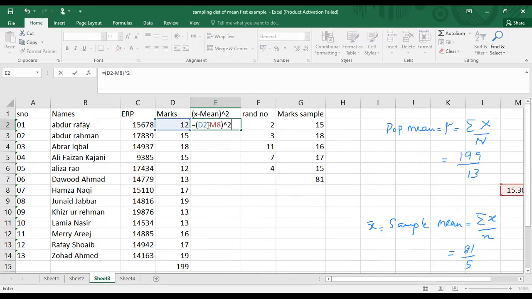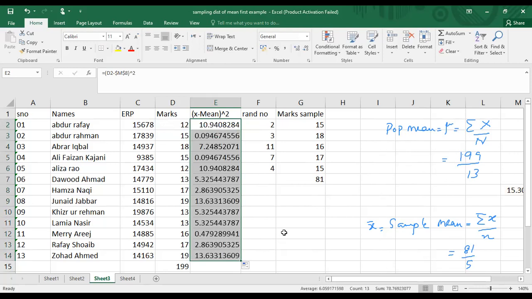We have to freeze M8. To freeze M8, we have to place dollar signs over there. The $M$8 means the population mean is frozen now, and when we copy the formula to the cells below, this will not change. Now you have to drag this.